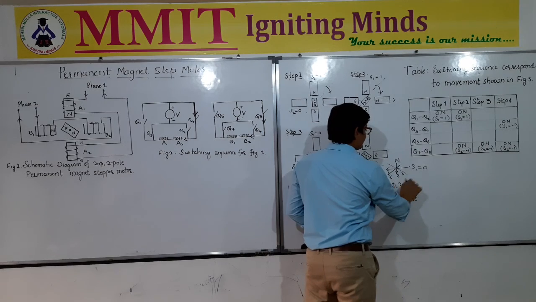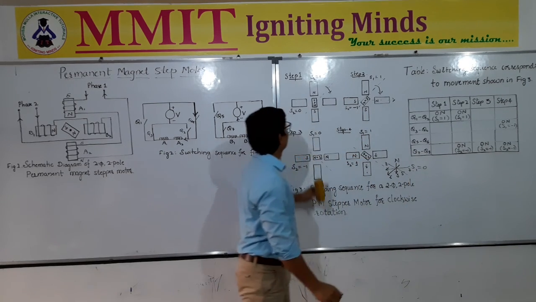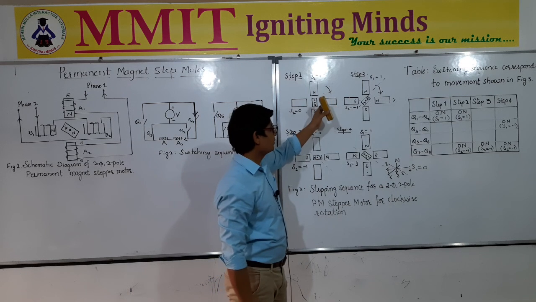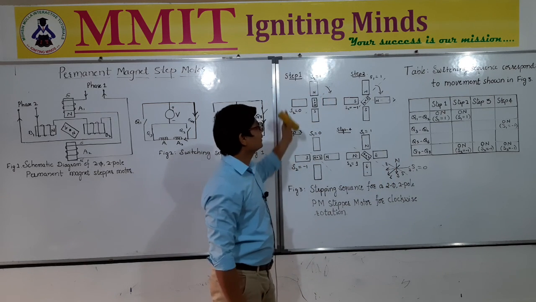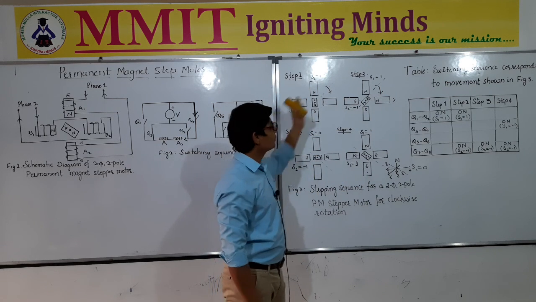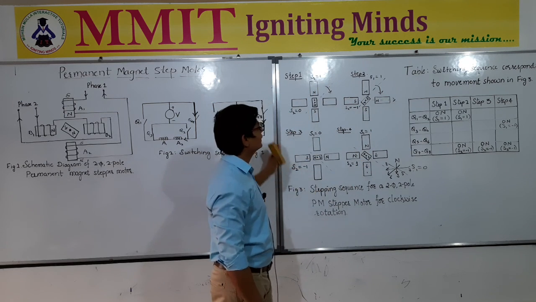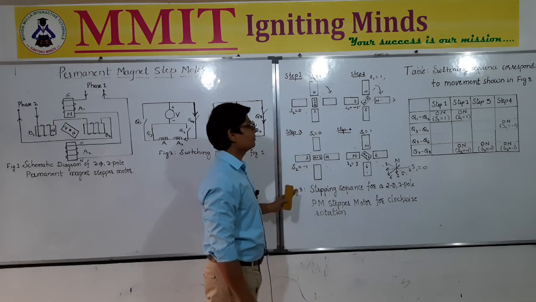So this was the 7th step and this is the 8th step, and finally it will come back to the original position after the next step. Okay, so likewise, in different steps the permanent magnet will be rotating, and thereby we can obtain the complete 360-degree rotation for this stepper motor.